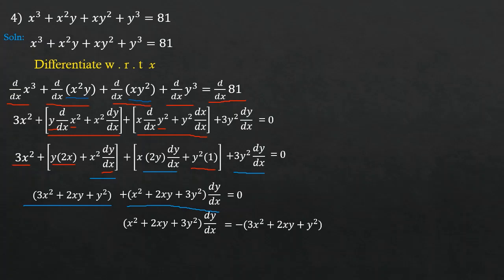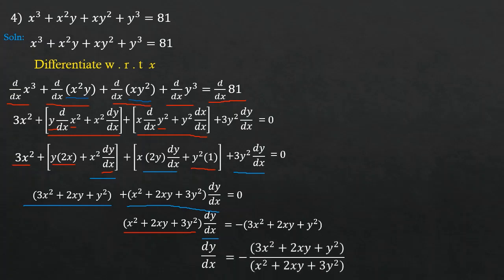So therefore dy by dx is equal to whatever is in multiplication, we shift to the other side, where it comes in division. So we get the answer: dy by dx is equal to minus of (3x square plus 2xy plus y square) divided by that left bracket in the denominator, that is (x square plus 2xy plus 3y square), and this becomes the answer for your dy by dx. So I hope you know very well how to solve questions of this type now.